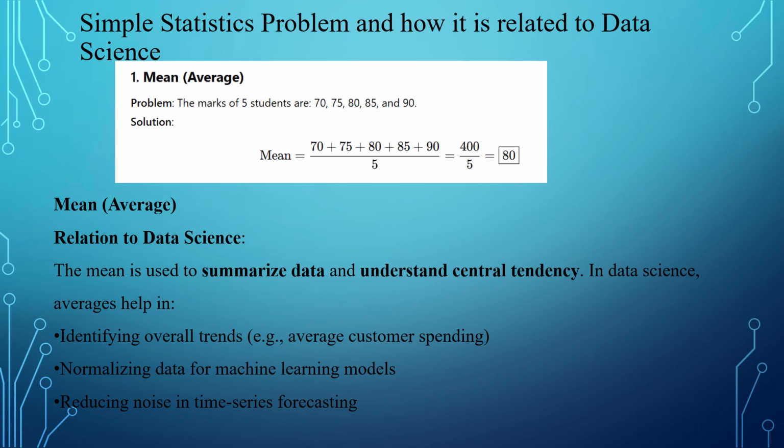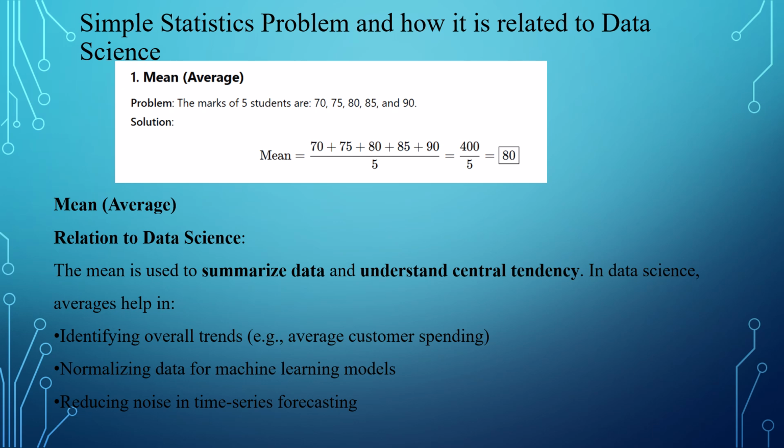Now, a simple statistics problem and how it is related to data science. The first thing we are using is the mean. To calculate the mean, we take the sum of all the values and divide by the number of values. We have 5 student marks: 75, 70, 75, 80, 85, and 90. Take the sum of these marks divided by the total number of students, 5. The sum of the values is 400, divided by the number of students, 5, gives us 80. The 80 is the average, which we call the mean.